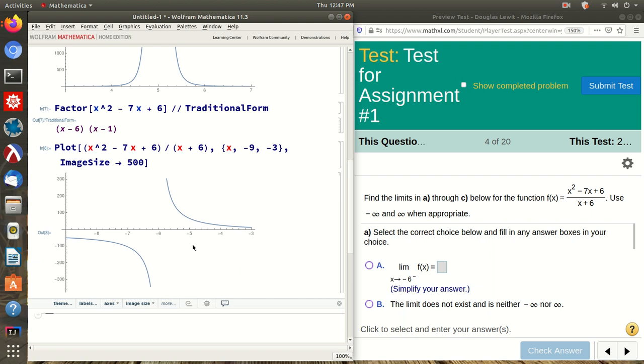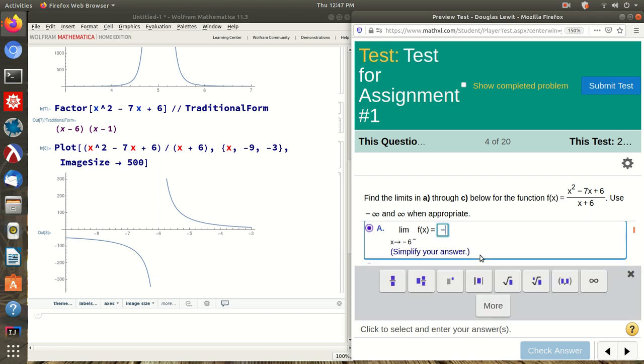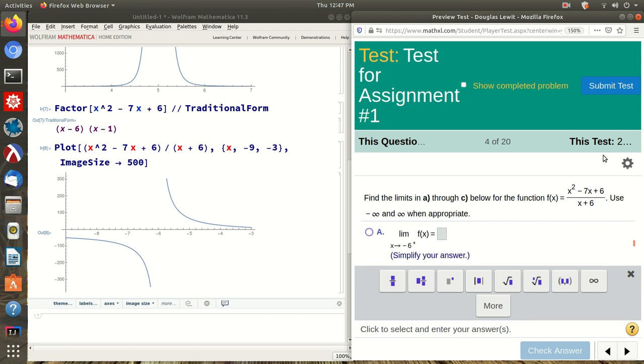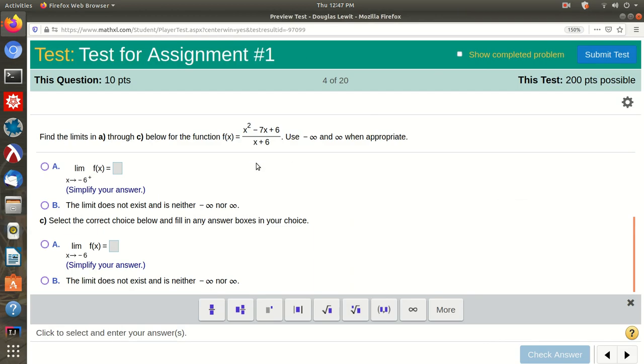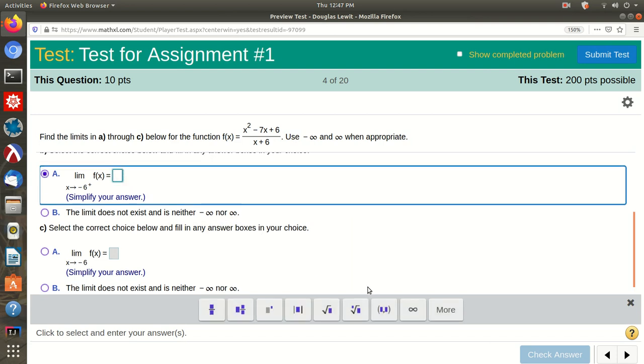Just by looking at the graph, I can see that when x approaches negative 6 from the left, I'm going to have negative infinity. And we can see that as x approaches negative 6 from the right, we have positive infinity.